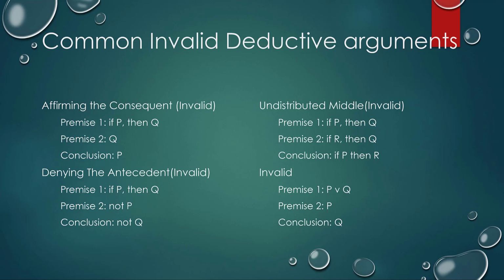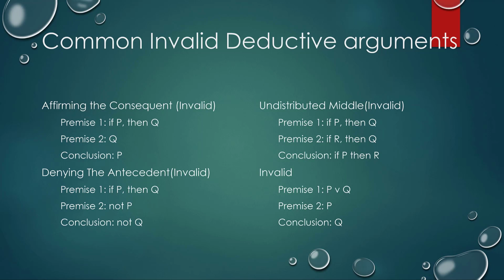Now there are three that are so common that they get their own names. They're kind of evil twins. There's affirming the consequent, which is the evil twin of affirming the antecedent. Now, these invalid arguments get names because they're kind of seductive. They seem reasonable, especially if you put in claims that are true and seem plausible. For example, suppose we take this.